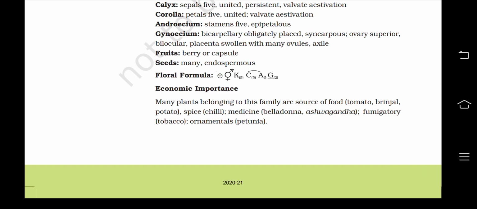Economic importance. Many plants belonging to this family are sources of food: tomato, brinjal, potato. Spice: chili. Medicine: belladonna, ashwagandha. Fumigatory: tobacco. Ornamentals: petunia.